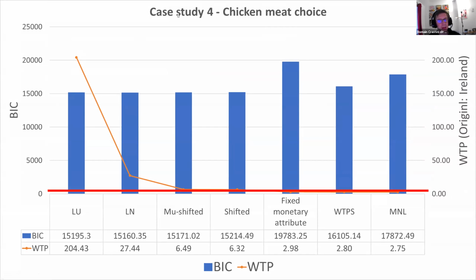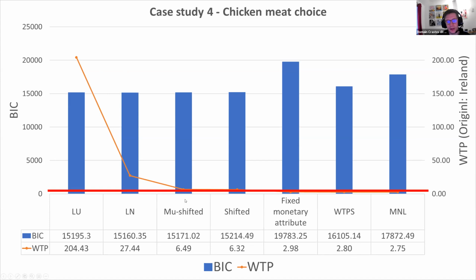And even in the case where the respondents have a very low preference for the price attribute, so they don't really care about the price. That's the chicken meat choice. That's a data set with more than 25% of the respondents selecting the highest bid or close to the highest bid. We can find that the log uniform and log normal approaches, but especially the log uniform, give extremely high willingness to pay estimates, okay? The highest bid being 5.5, while the mu shifted, also being above 5.5, gives a very reasonable willingness to pay estimate, even when respondents don't really care about the price.